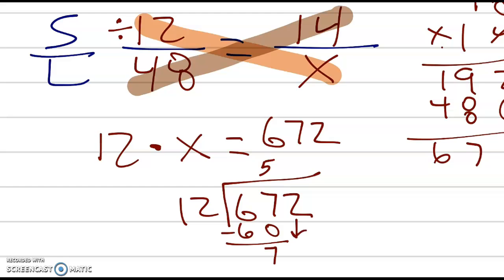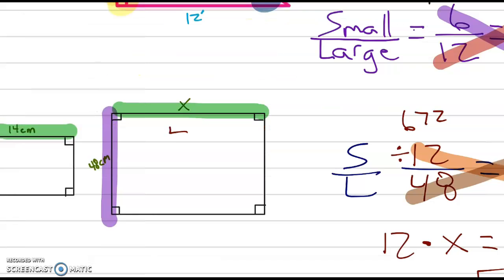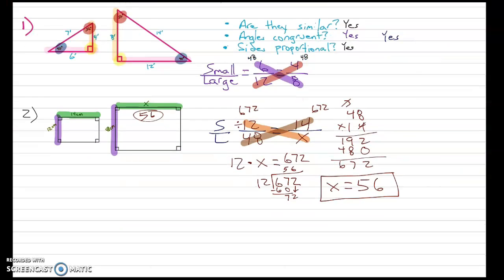Subtract, bring that 2 down, and we end up with a 2. I also know that 12 goes into 72 6 times, because 72 inches is 6 feet. So 12 times 6 is 72. So what is the value of x? X equals 56. I'll just write it up here. 56. Okay.